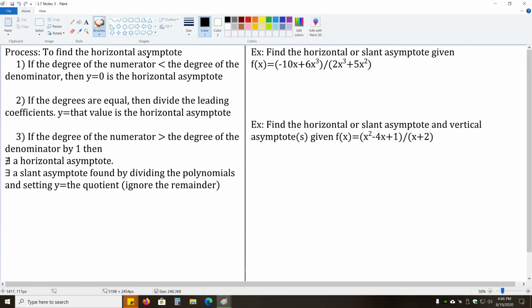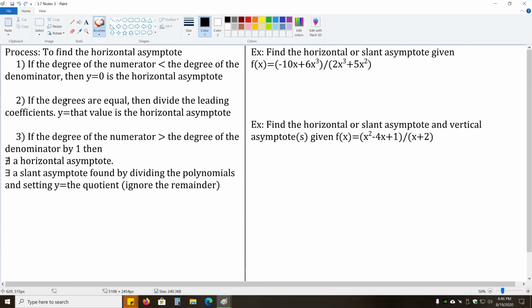we say that if the degree of the numerator is less than the degree of the denominator, then y equals 0 is the horizontal asymptote. So if the largest exponent of your numerator is 2 and the largest exponent of the denominator is 5, then automatically you know y equals 0 is the horizontal asymptote. There's nothing to do. Very easy step, just requires you to memorize this formula, this method.